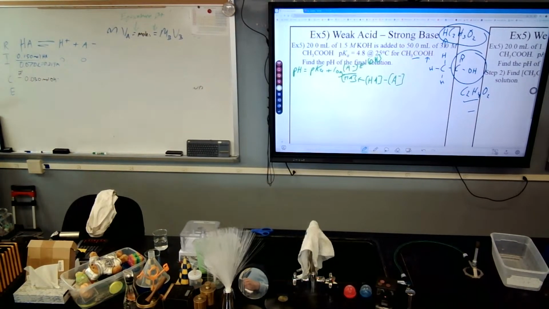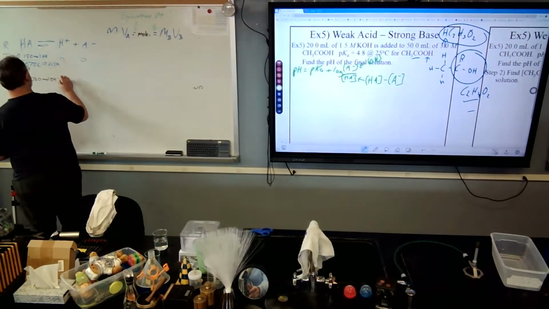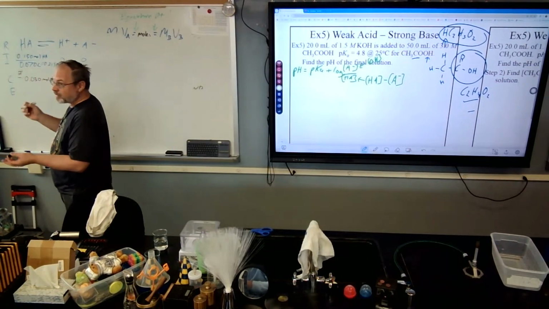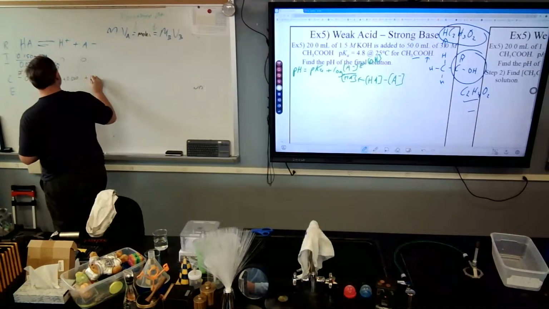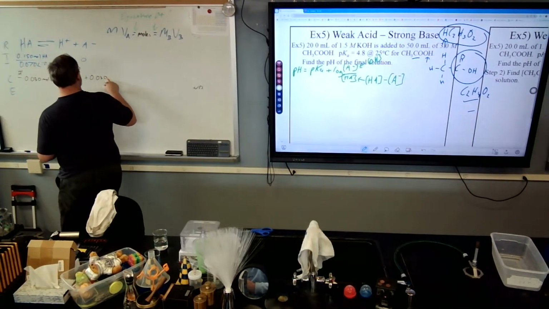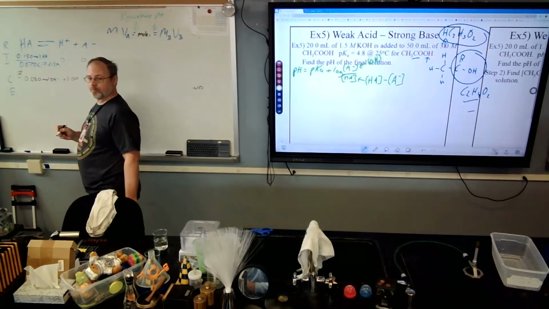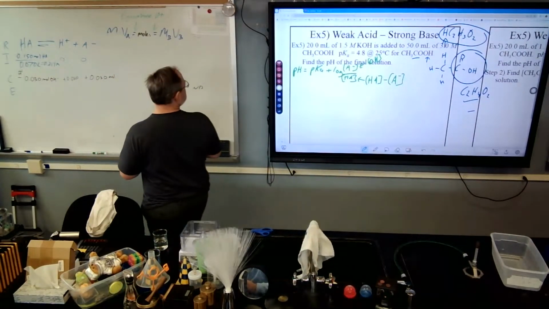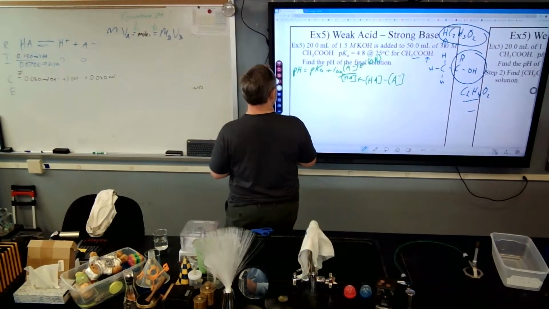In other words, this is the number of moles we're going to start with of HA. This is going to be how much hydroxide the HA is going to change by. And then this is going to be plus the same amount, but we don't care about it because it's going to be eaten by the hydroxide. The one we do care about is this one. 0.05 times 0.002, 0.030. Yeah, cool.